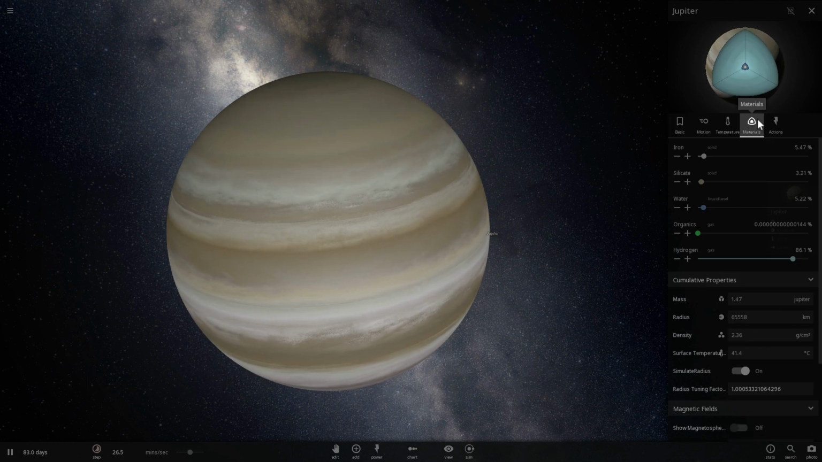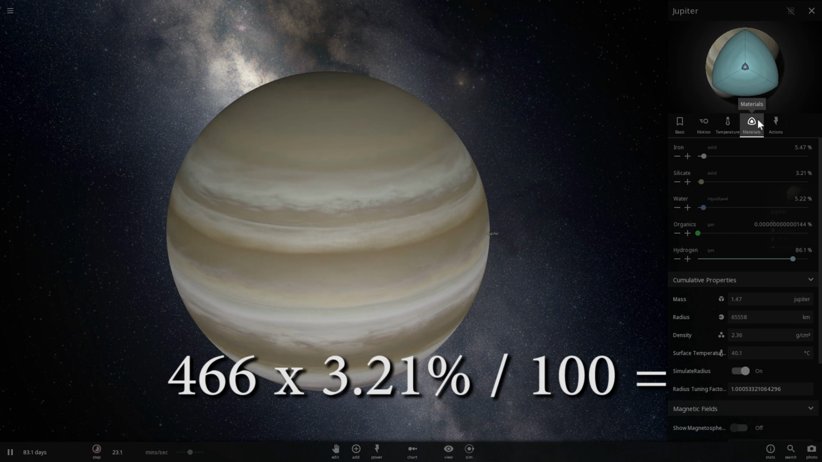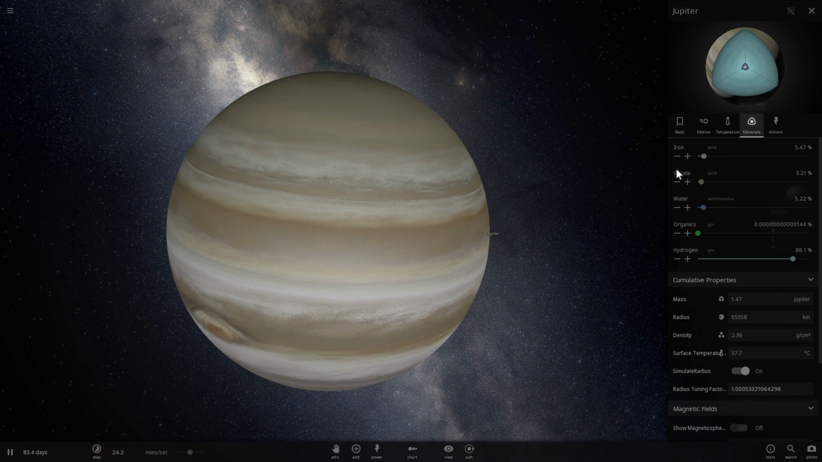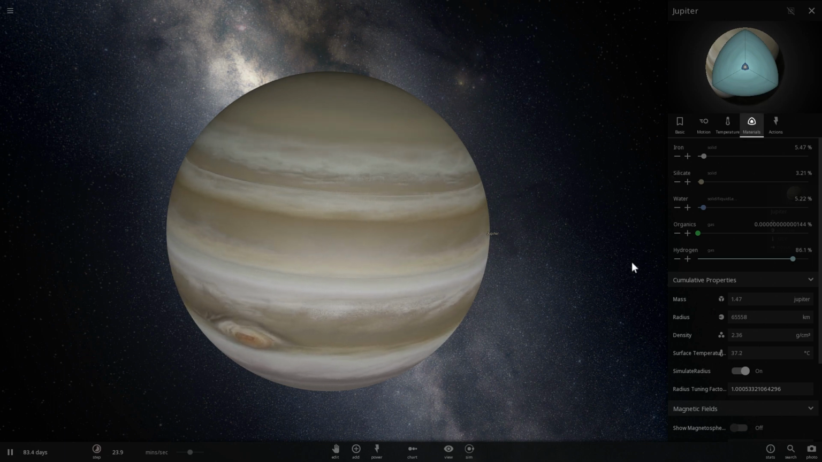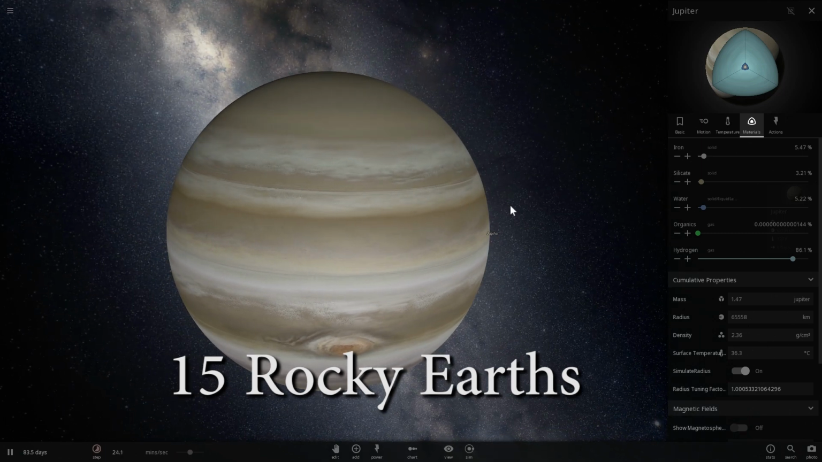The next one is rock, so the actual rocky solid surface. So 3.21 multiplied by 466 and divided by 100. And this will give us the total number of rocky planets we can make, which is approximately 15. So we can actually make about 15 different Earth-like planets.